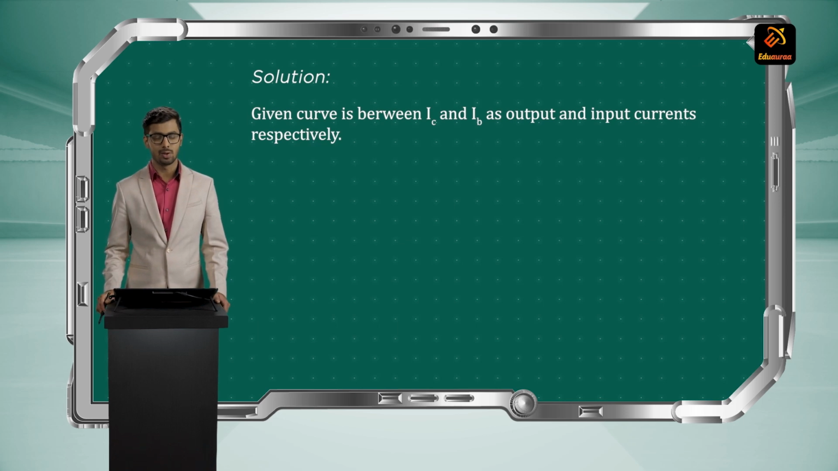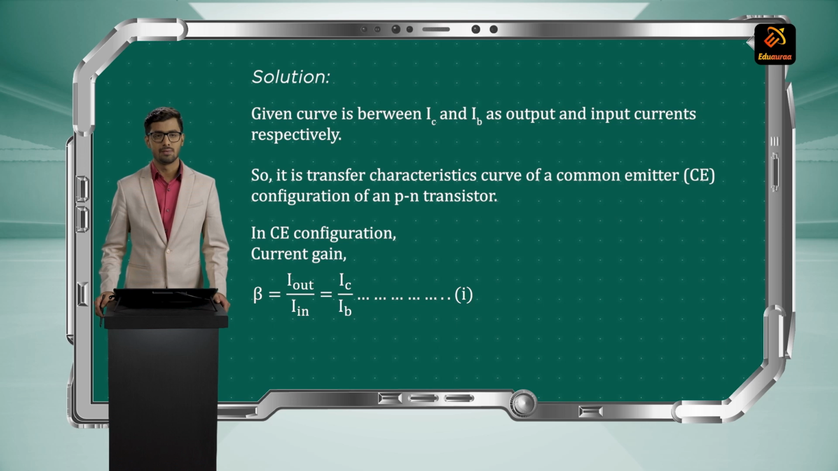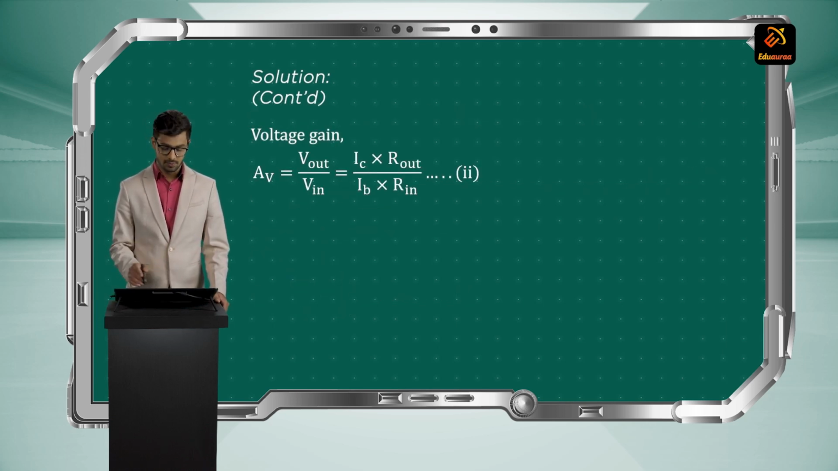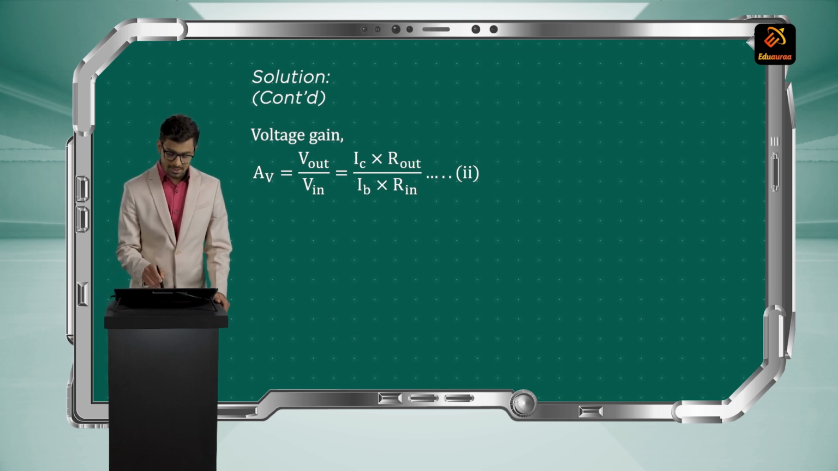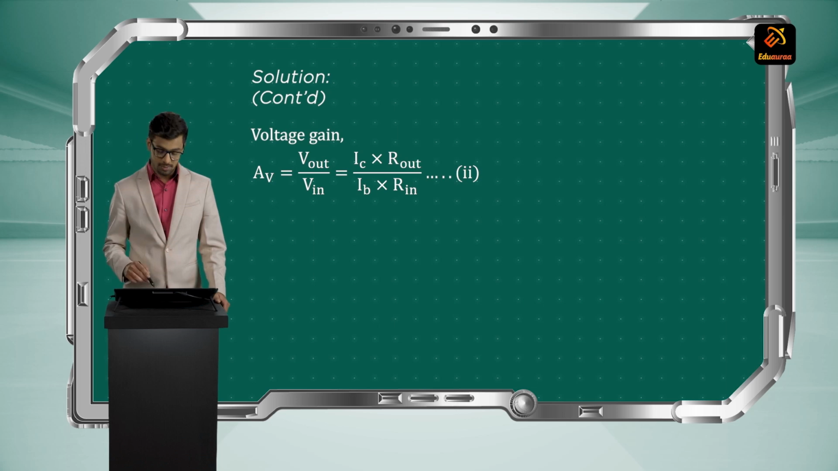To find them, let's write the formulas of voltage gain and power gain. Voltage gain is output voltage upon input voltage, represented by A_V. So A_V is equal to V_out upon V_in, where output voltage is output current times output resistance, output current is IC and output resistance is R_out, and input voltage is input current times input resistance, where input current is IB and input resistance is R_in.